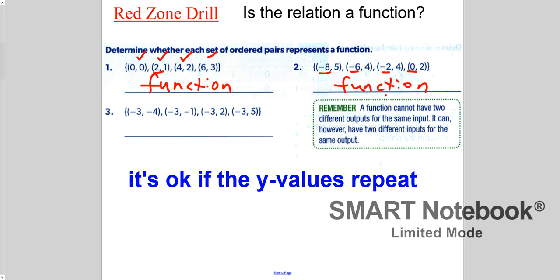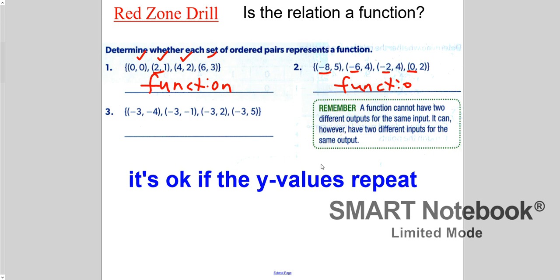And it says right here, remember, a function cannot have two different outputs for the same input. Input is x, output is y. It can, however, have two different inputs for the same output. That's what this note means. It's okay if the y values repeat.